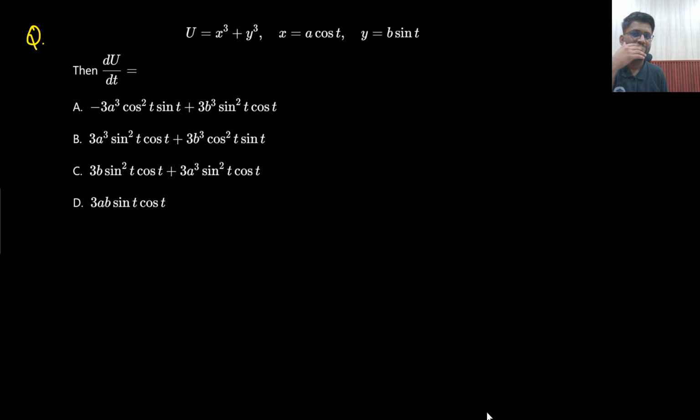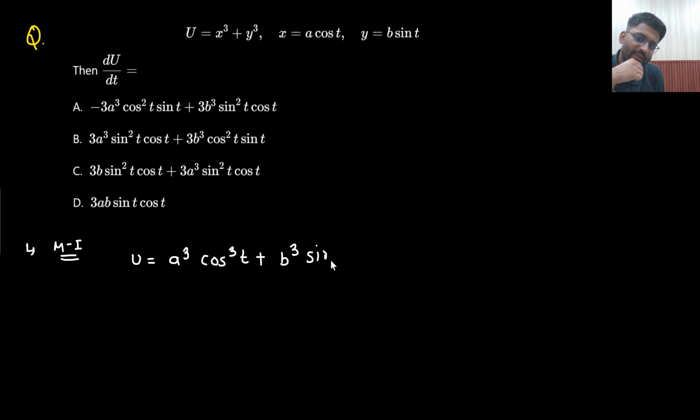Solve this question. u is given, x is given, y is given. You need to find out the value of du by dt. Which method would you be comfortable with? Both of the methods we can apply. Method 1, I can directly see what I can do. I can directly see that, sir, x is given as a cos t, right? So I can simply write down a cube cos cube t. There you go. And y is given as b sin t. So I can simply write down b cube sin cube t.